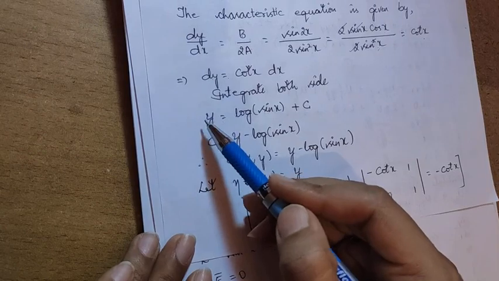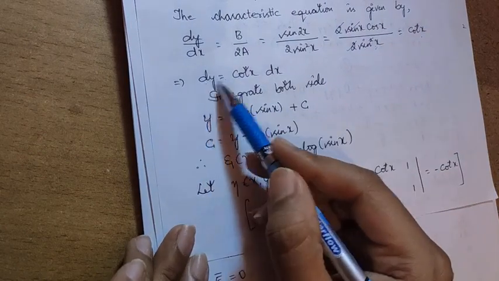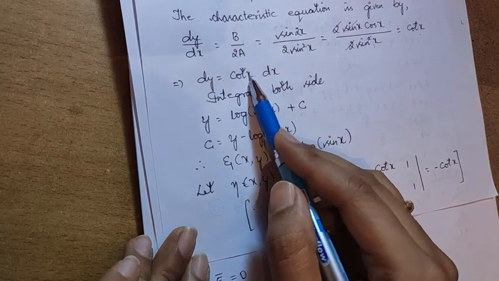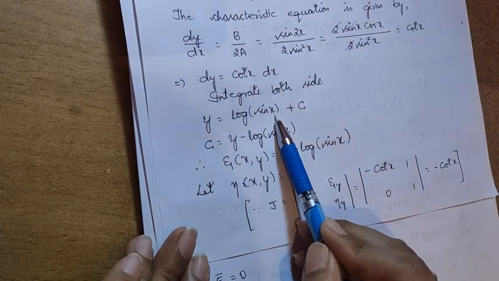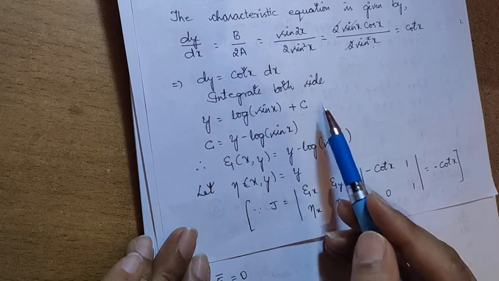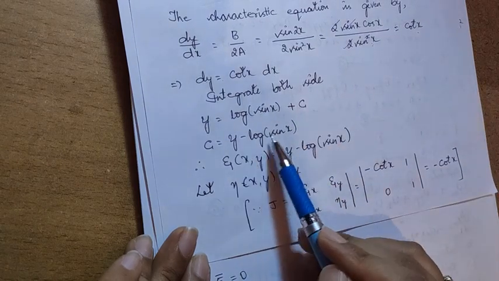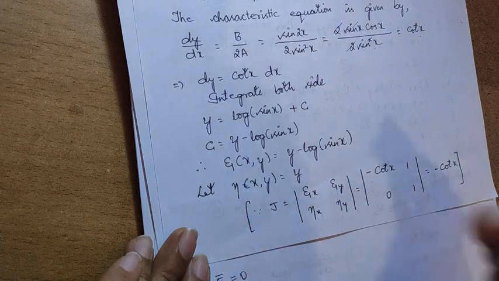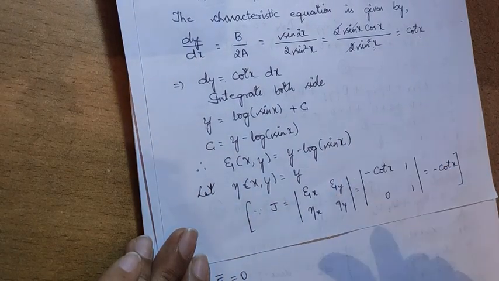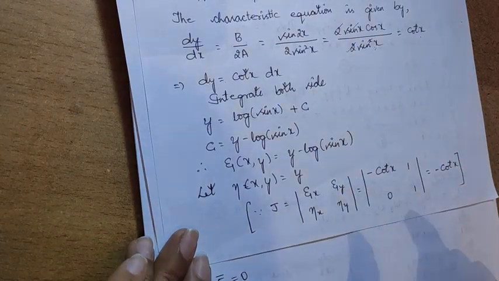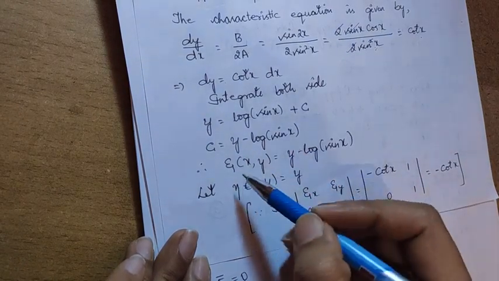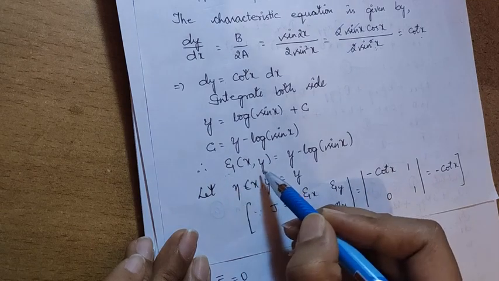So in order to get the value of y, I should integrate this. If I integrate this term, the integration of cot x is log of sin x plus the constant c. So the value of c is y minus log of sin x. Here I have got only the value of xi.